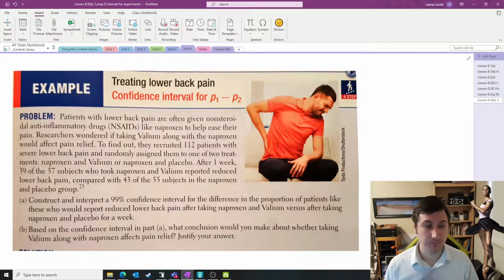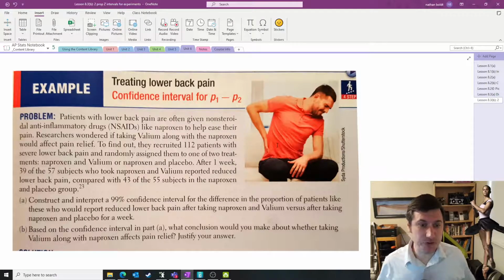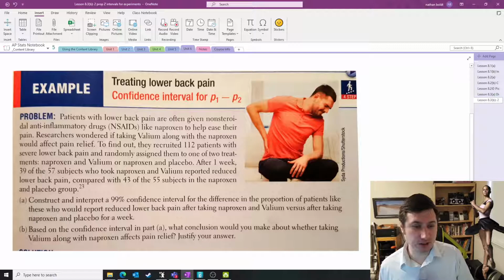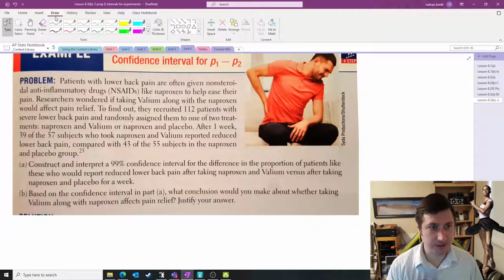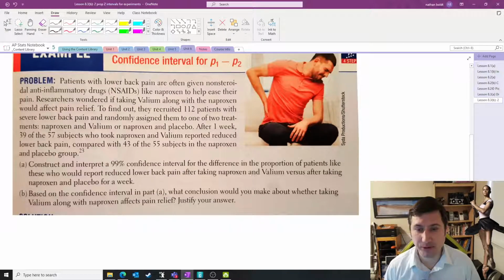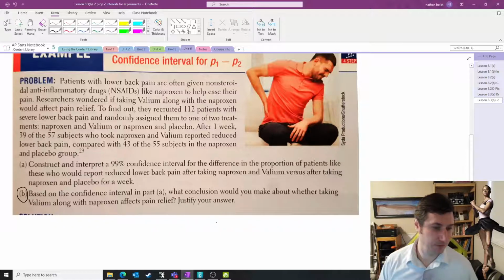All right, so there's our scenario. Hopefully you can see that we have two populations here. We're going to have two proportions, and we want to see the difference between the two proportions. Construct and interpret a 99% confidence interval for the difference, and here is our context, in the proportion of patients like these who would report reduced lower back pain after taking naproxen and Valium versus after taking naproxen and a placebo for a week. And then, of course, we ask ourselves, do we have convincing evidence? That is part B of our conclusion here.